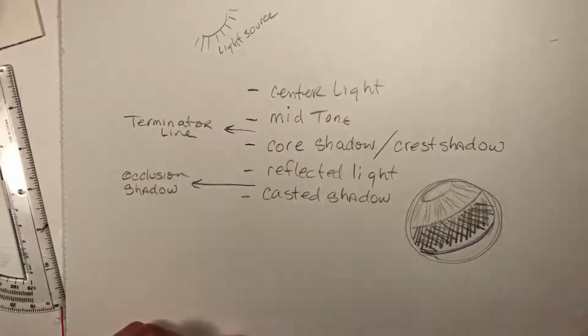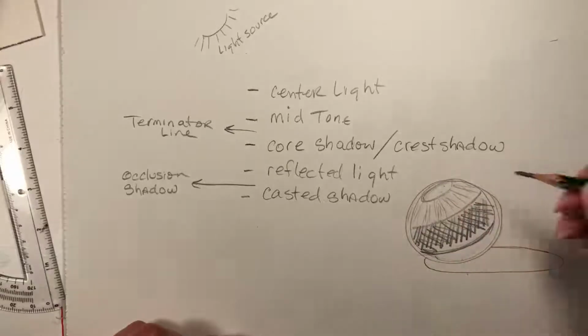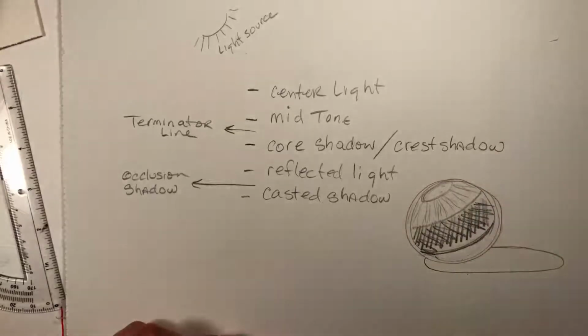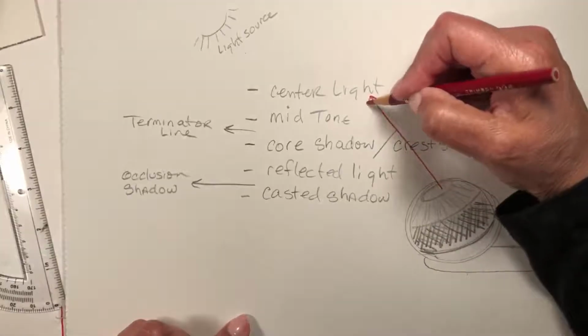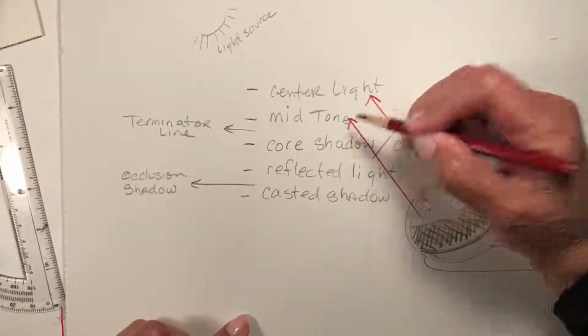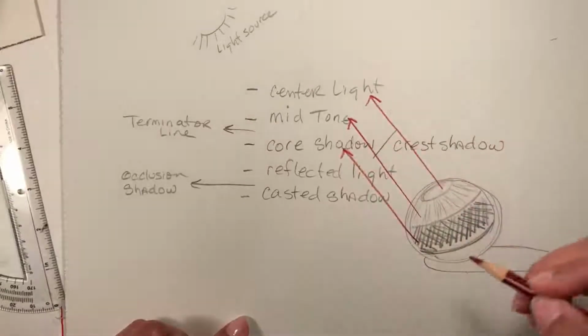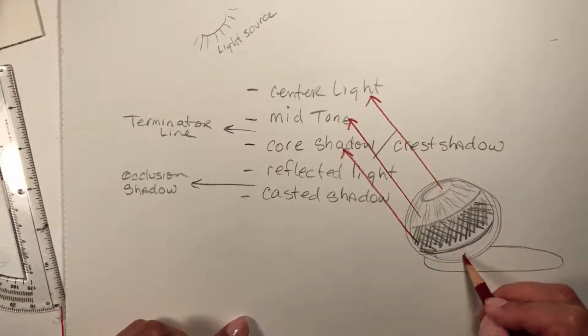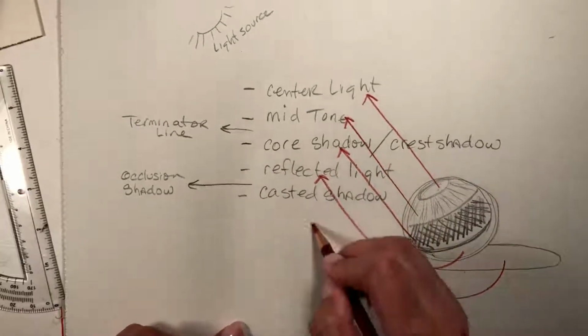And then down here, that area down here is reflected light. Take some of those lines out of there. And then this is, guess what? What is that called? Your casted shadow. So here you have center light right here. You have mid-tone right here. You have core shadow right here. You have reflected light down here. You have casted shadow right here.